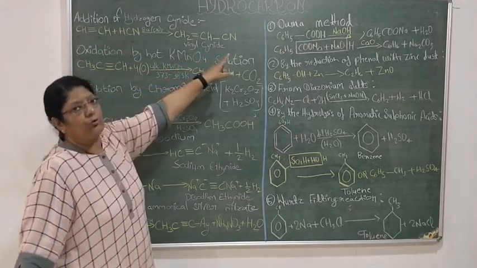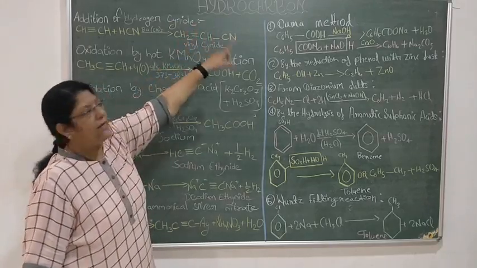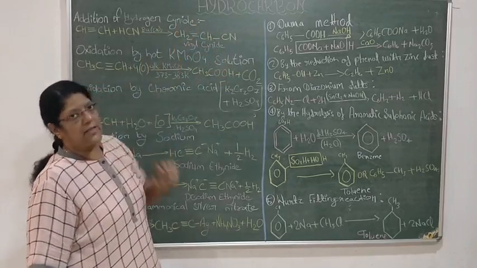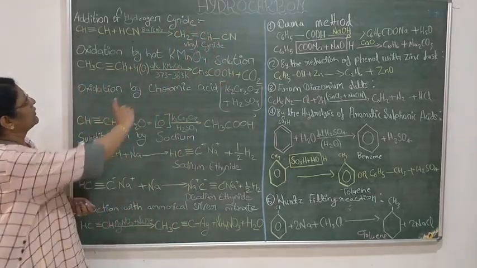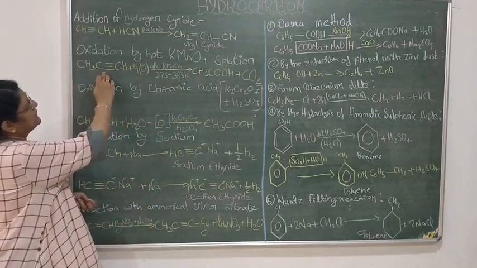When one functional group and one double bond are there, the word vinyl comes, and it is known as vinyl cyanide, or you can say propene nitrile. Now we are coming to the oxidation of acetylene. This is acetylene, this is propyne.